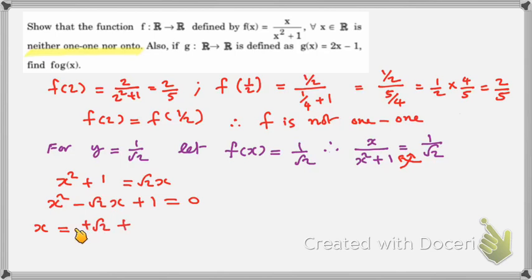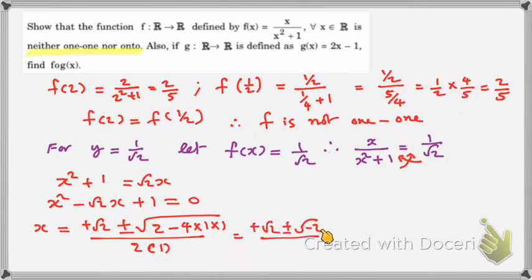And the quadratic formula is x is equal to minus b plus or minus root of b squared minus 4ac, divided by 2a. Sub in the values: minus b, minus of minus root 2, which is root 2, plus or minus root of b squared. B squared is 2, minus 4ac, 4 into 1 into 1, divided by 2a, 2 into 1. And this is going to work out to be an imaginary number. So this does not belong to the set of real numbers.